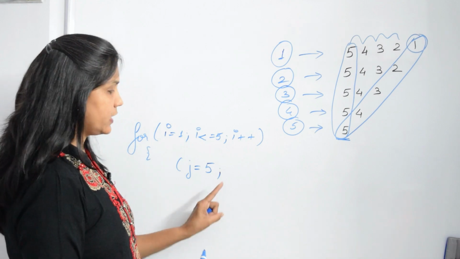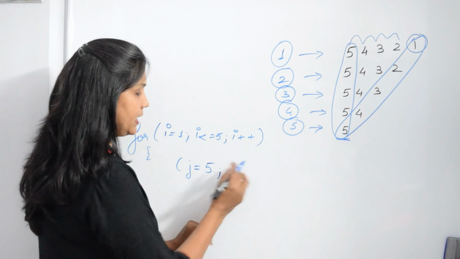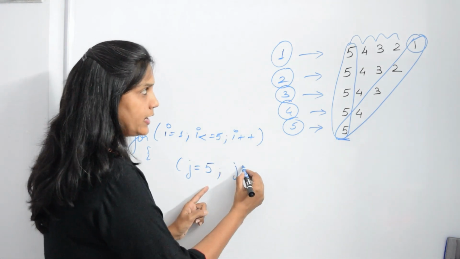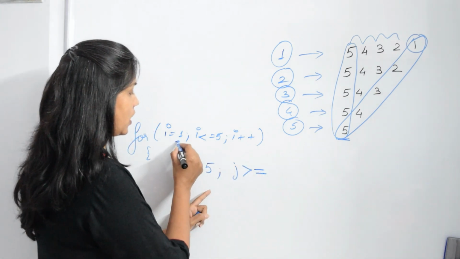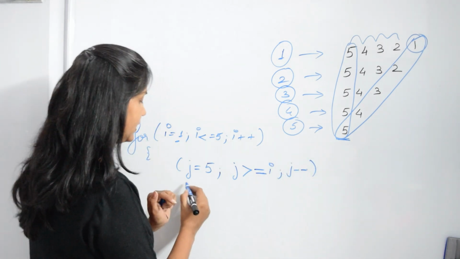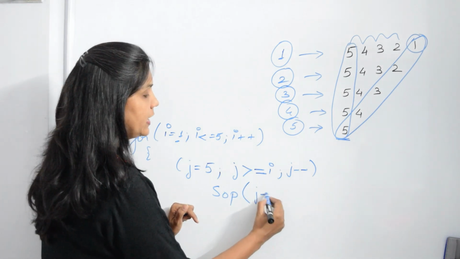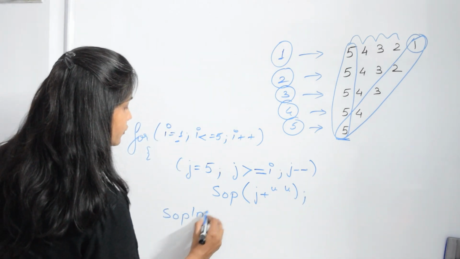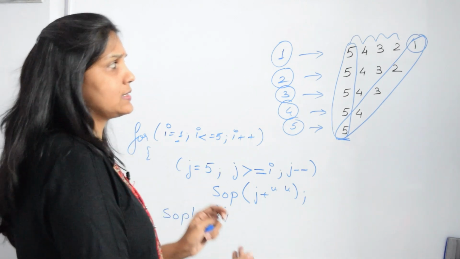Now this is changing, which means for the condition I have to use a variable. So I can say j, it has to start from 5 and decrement: 5, 4, 3, 2, 1. So I'll say till the time my j is greater than or equal to i, and this time I'll use j minus minus, and then that's it, SOP without an ln. I print j and a space, and then I write SOP ln, which is for the outer loop. That's it. It's as simple as that.